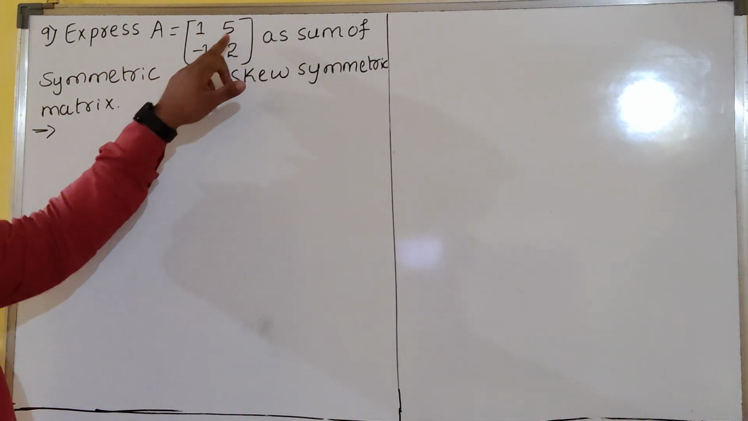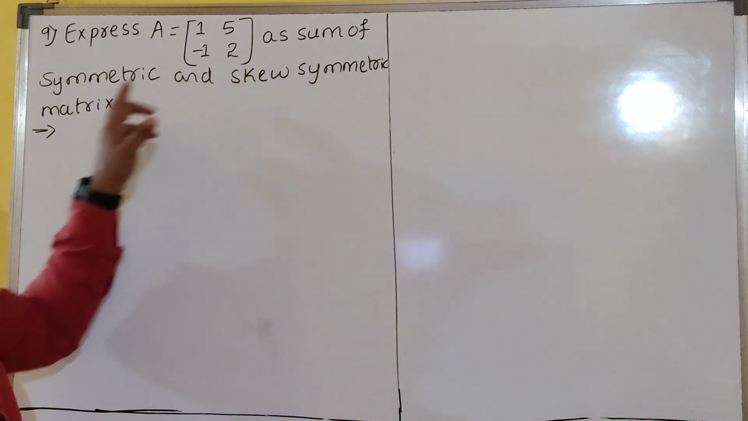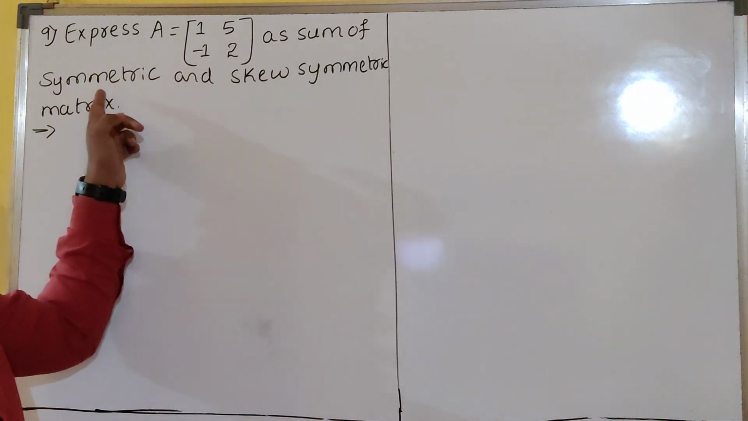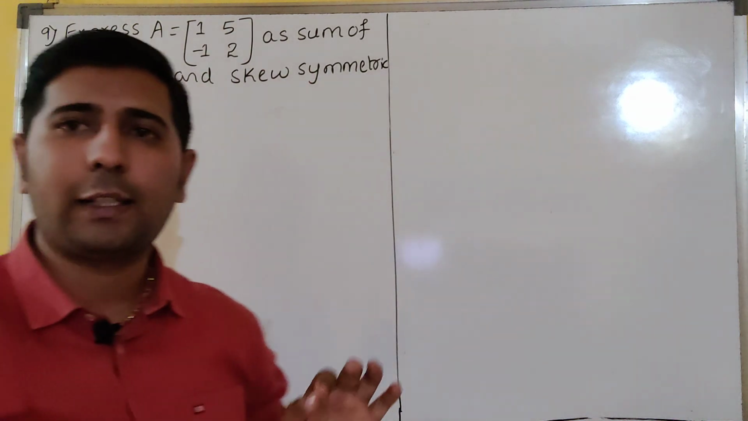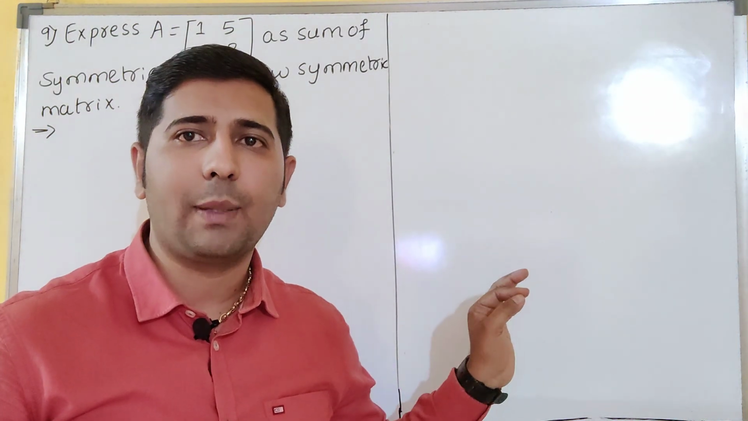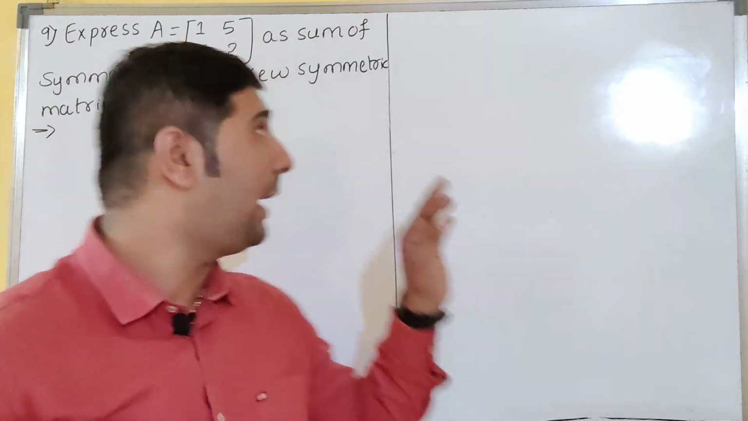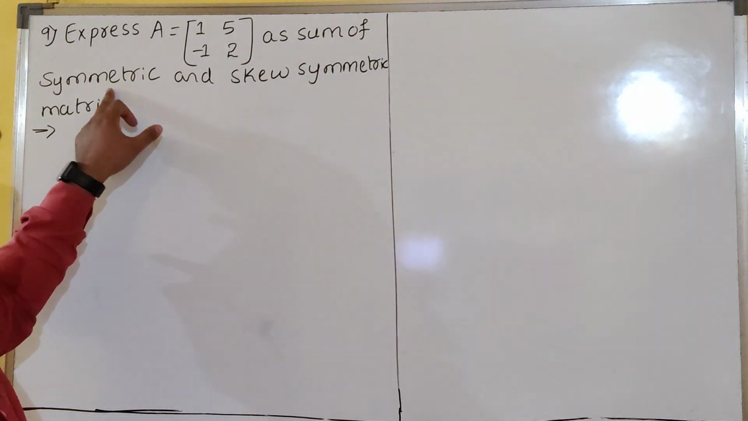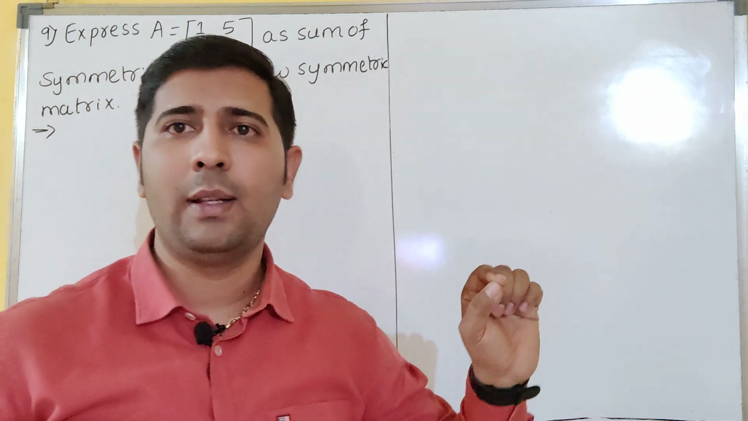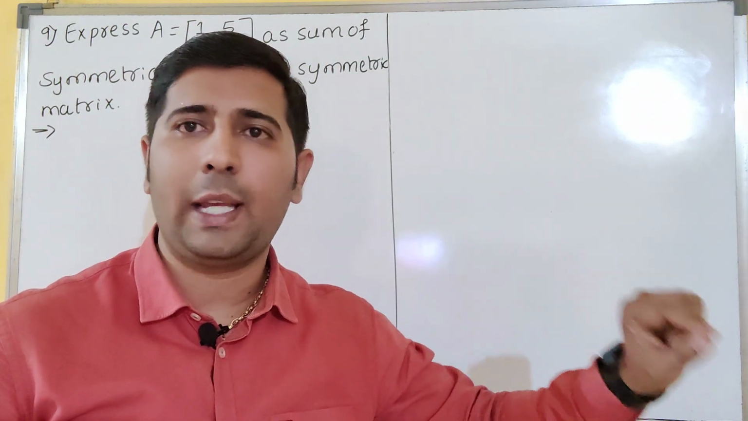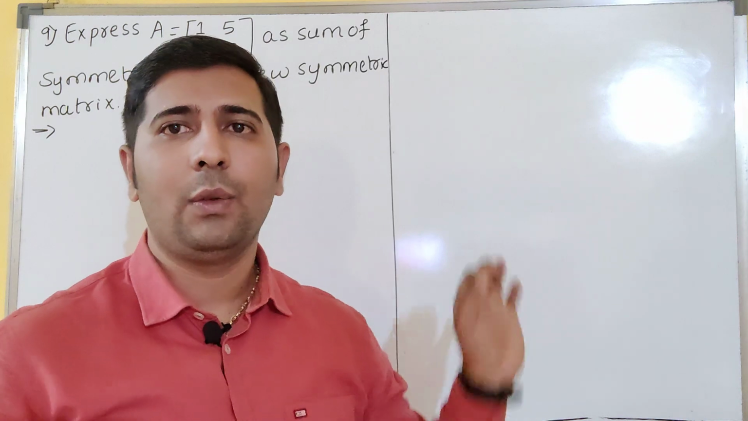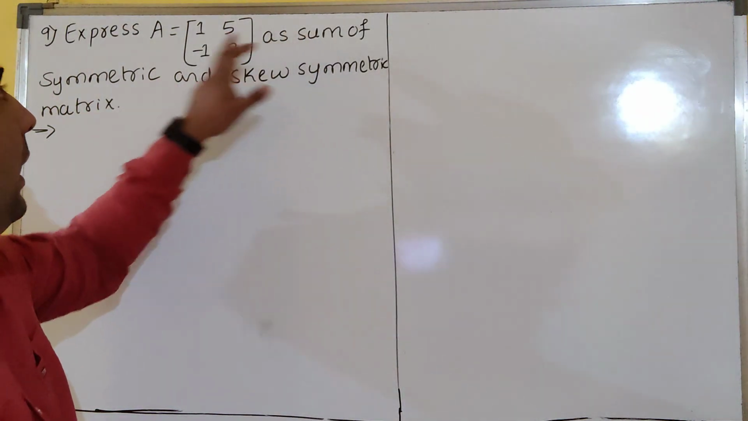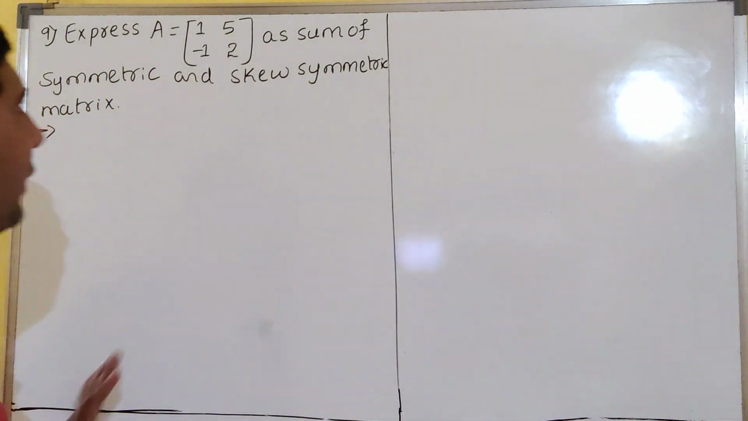Express A is equal to [1 5; -1 2] as sum of symmetric and skew symmetric matrix. We have to express A as what? Sum of symmetric and skew symmetric. You know the definition: symmetric means A transpose is equal to A, and skew symmetric means A transpose is equal to minus A. We have to express A as the sum of symmetric and skew symmetric.